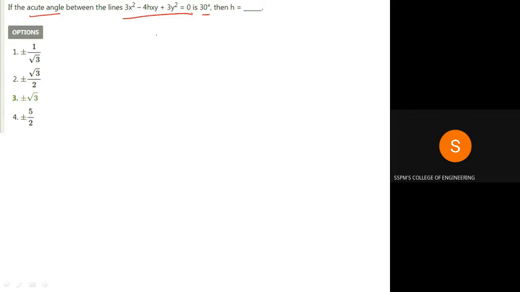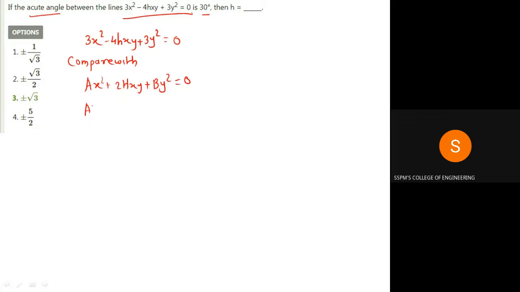So now we will try to solve this equation. First we will write the equation as it is: 3x square minus 4hxy plus 3y square is equal to 0. And let us compare it with the standard form. What is the standard form? It is ax square plus 2hxy plus by square is equal to 0.